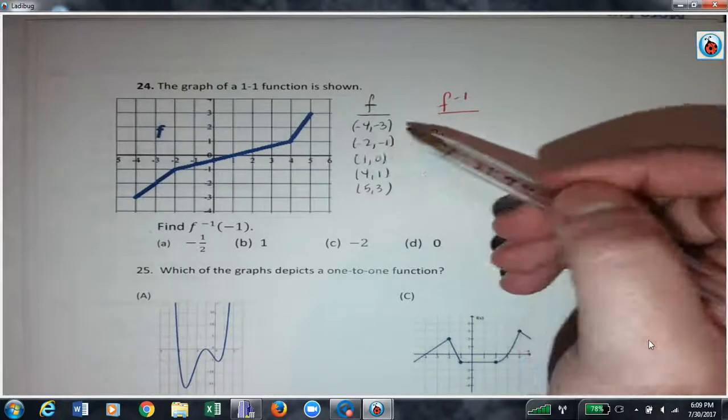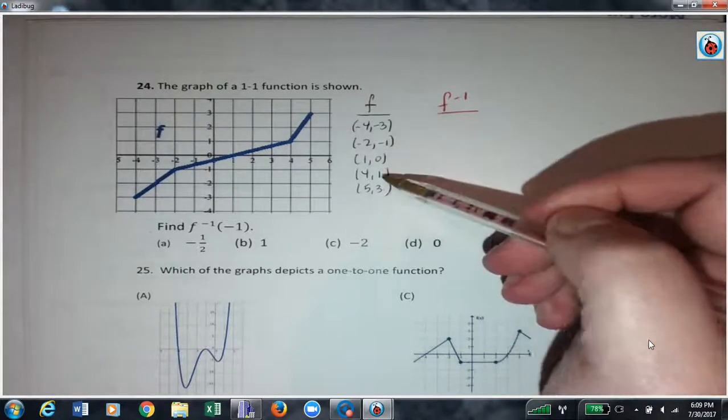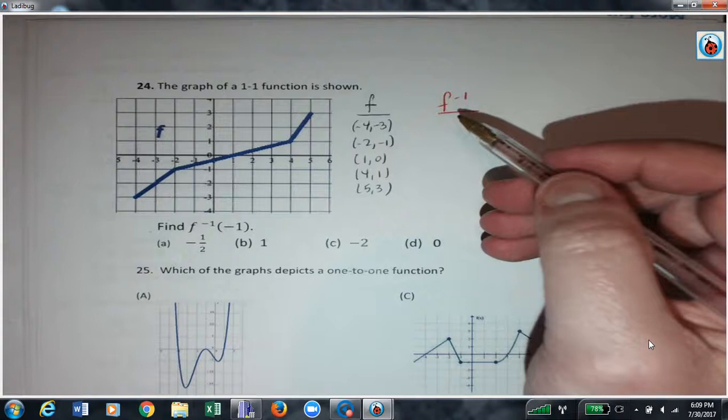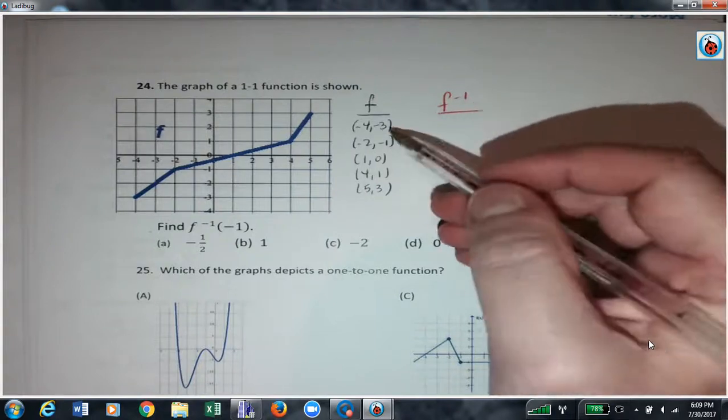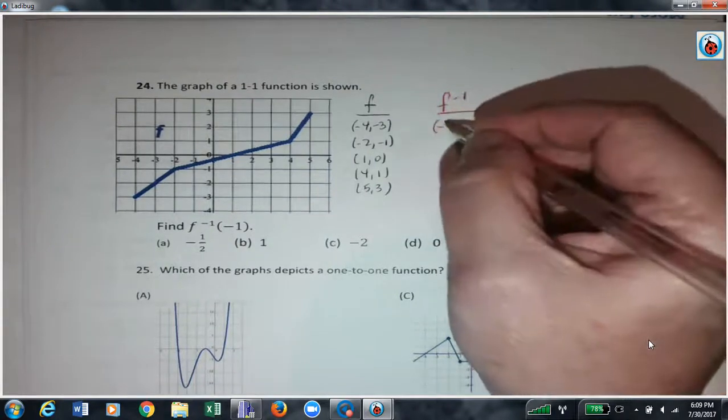And I've got 1, 2, 3, 4, 5 points on f. I can get 5 points for free. I know I have to be on the inverse. I swap coordinates.